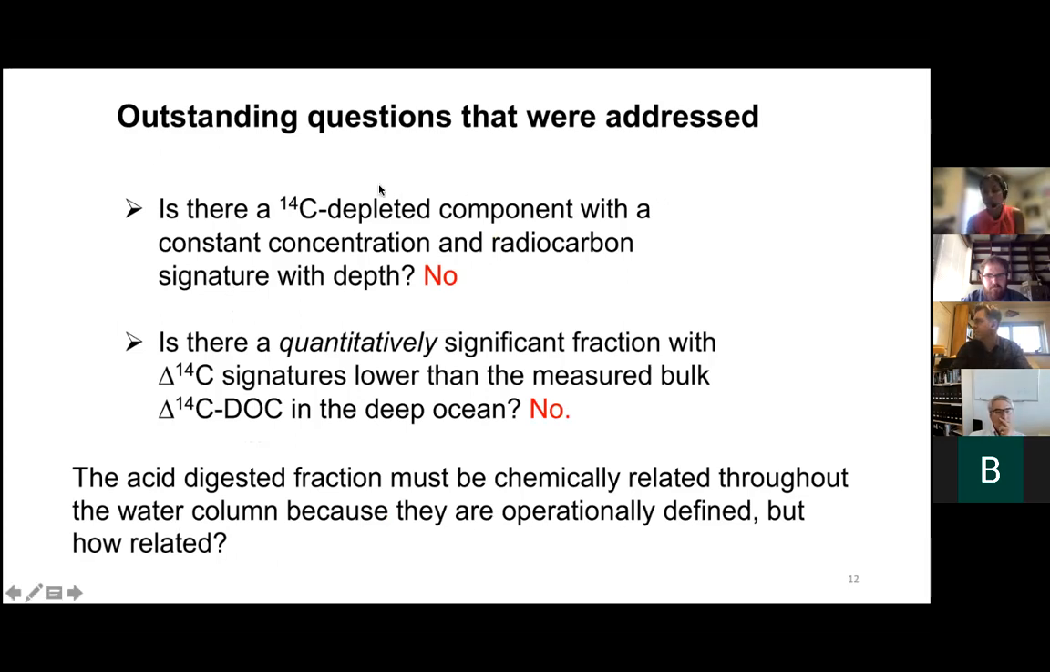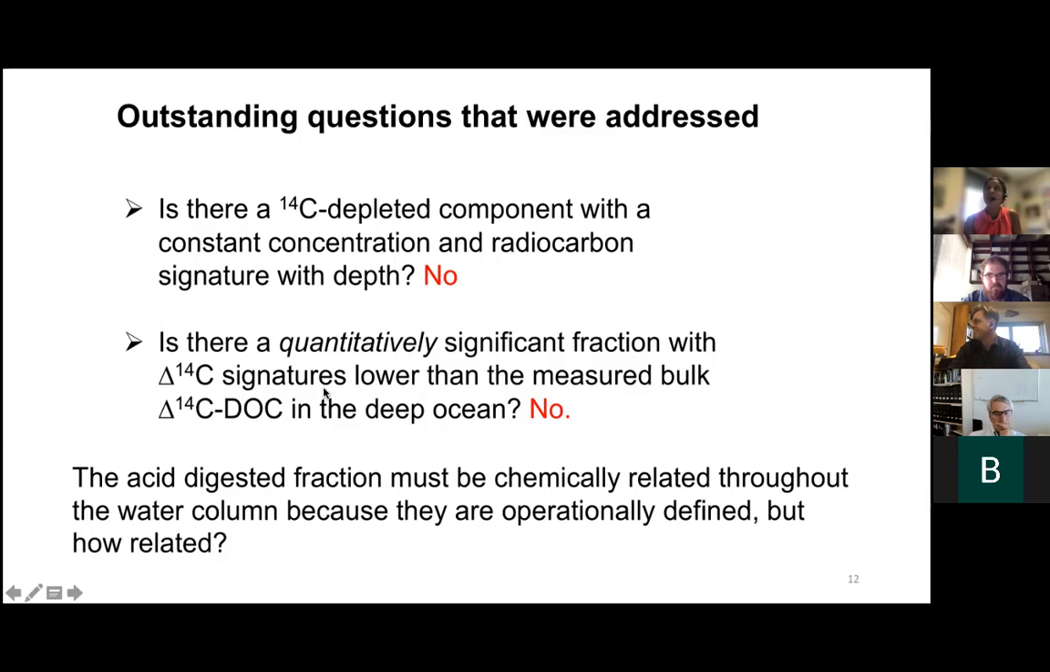So I just wanted to point out that some of the long-standing assumptions have been that the 14C depleted component has a constant concentration with depth, and we really don't see evidence for that, and it's consistent with the work of others.